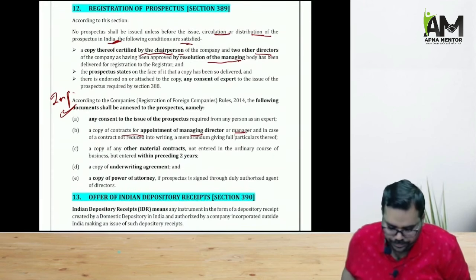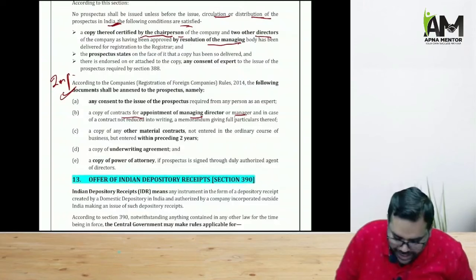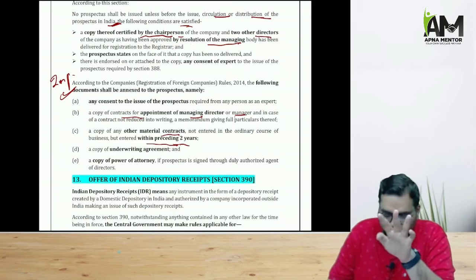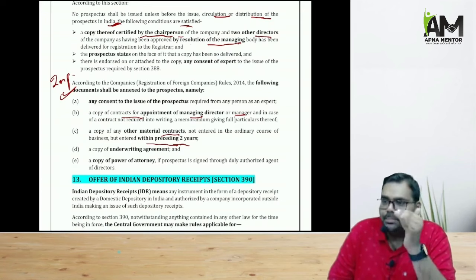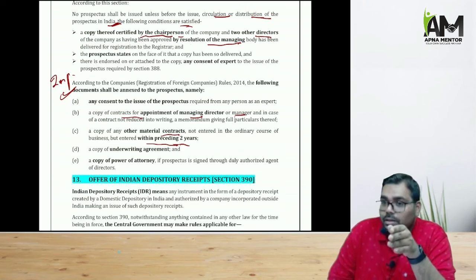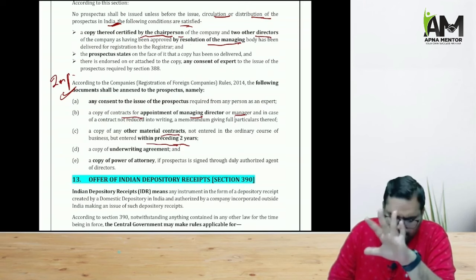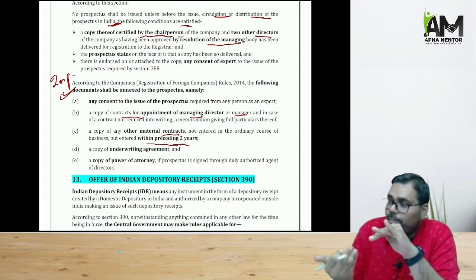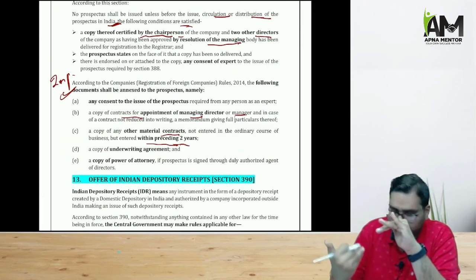Third, a copy of any other material contract entered within preceding 2 years. If the company has not entered into it in the ordinary course of business, they are not talking about those material contracts entered in the ordinary course of business. But apart from the ordinary course of business, if the company has entered into some kind of material contract, let us say, logically, the company is issuing the prospectus. Prospectus is a document to invite subscription of shares.